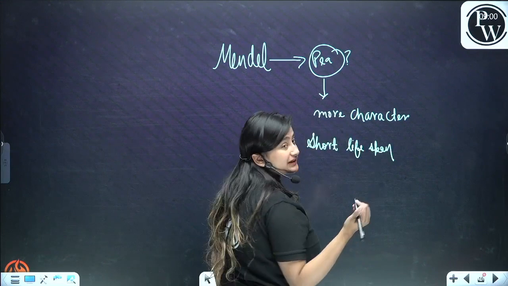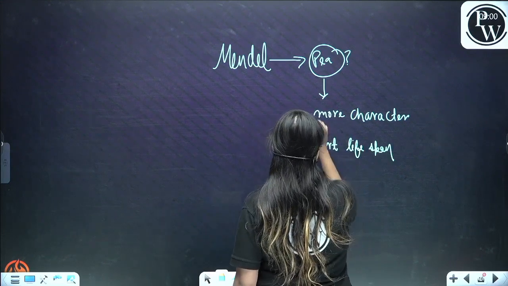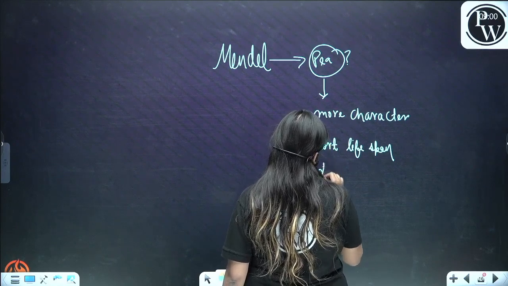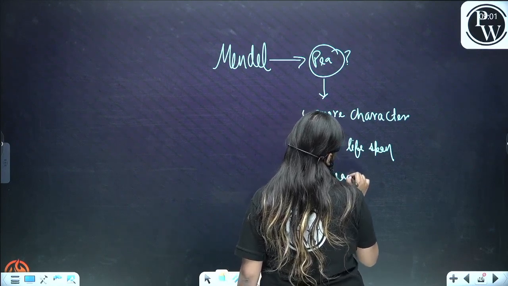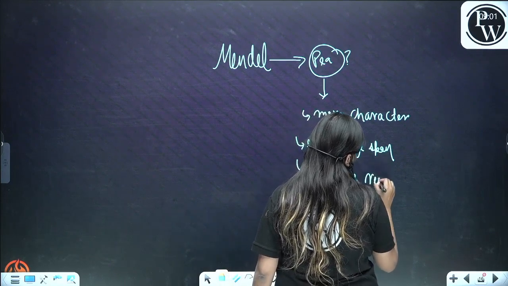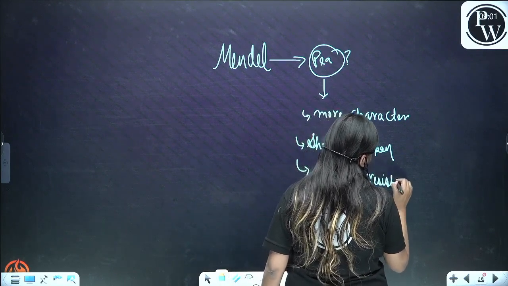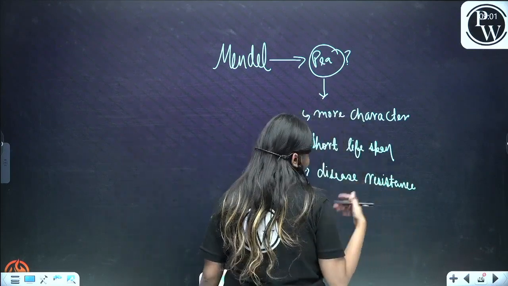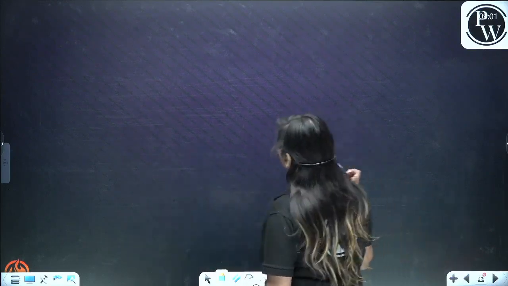Like it can grow in 3 months, and disease resistant. That is why he has taken a pea plant. Okay. What he has done in pea plant?